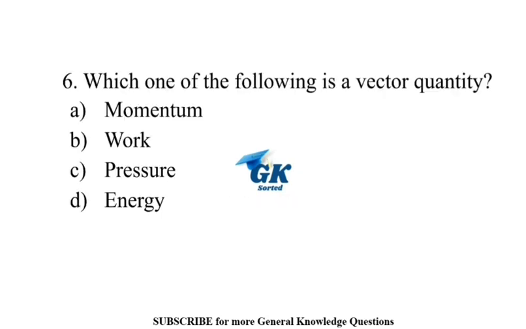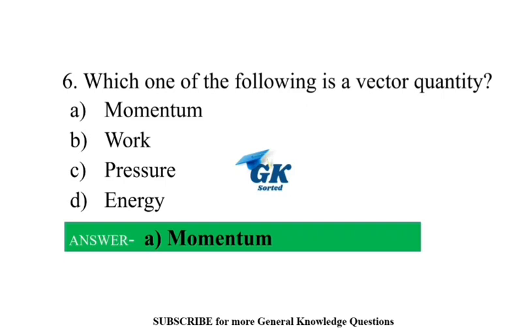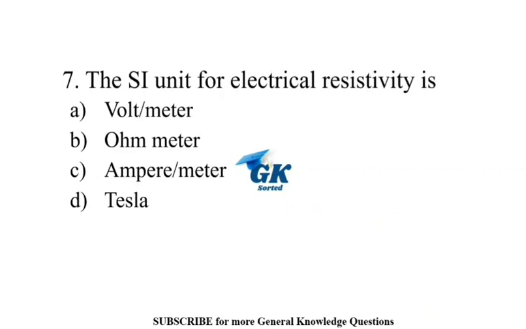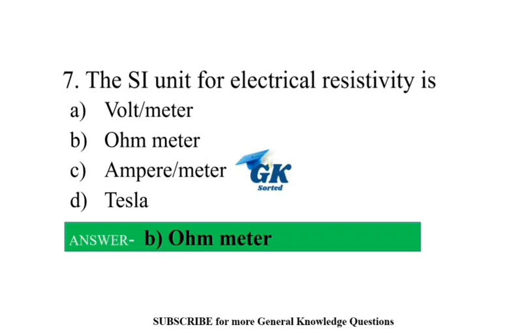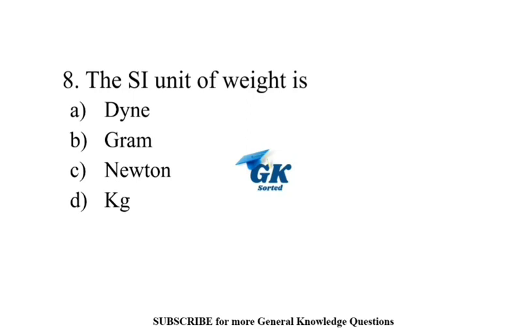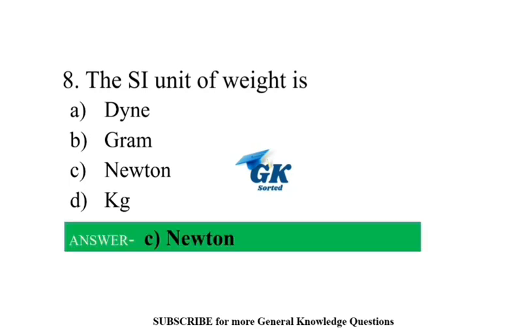Which one of the following is a vector quantity? Momentum. The SI unit for electrical resistivity is ohm meter. The SI unit of weight is Newton.